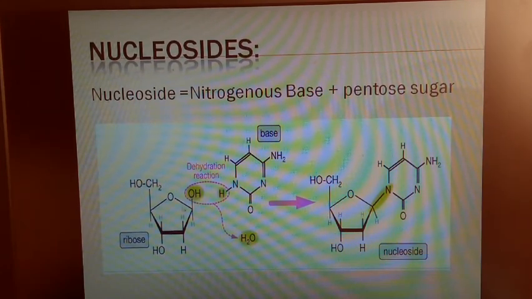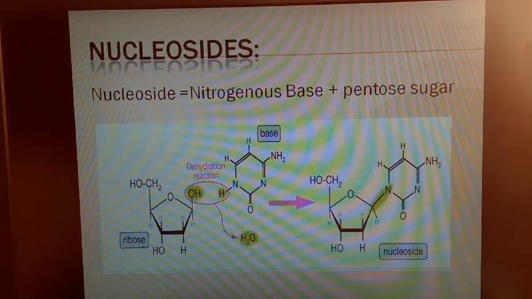Suppose it is ribose, then we can call this one a ribonucleoside. Suppose it is deoxyribose, then it is called a deoxyribonucleoside. Here there is a slight mistake in the diagram. You can observe on the second carbon, if an OH group is there, then it is ribose. If on the second carbon OH is not there, then it is deoxyribose.